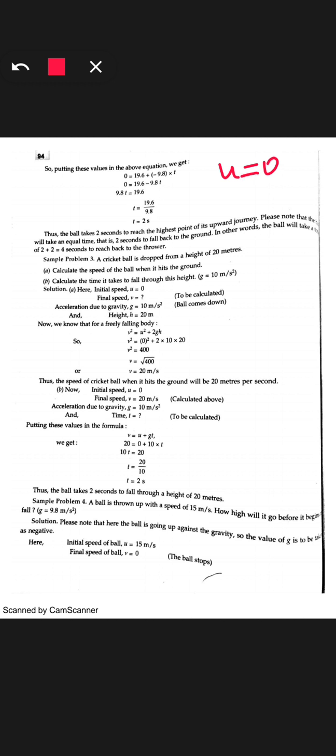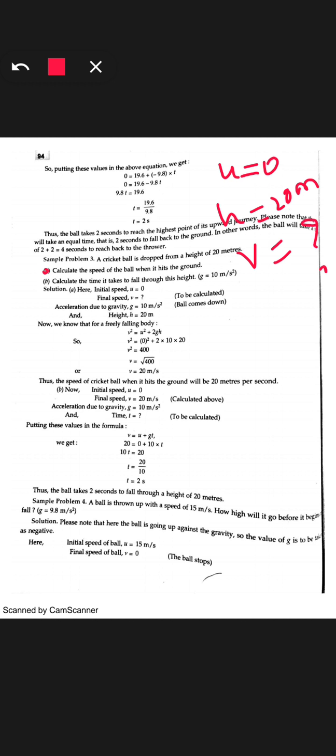Next, what is given is the height, that is 20 meter, it is dropped from a height of 20 meter. So height is given. And what we have to calculate, see the first question, is to calculate the speed of the ball when it hits the ground. So we have to find the velocity, that is v, because when it hits the ground it is the final velocity, and the final velocity will increase because it is hitting the ground with a velocity due to the acceleration of gravity.